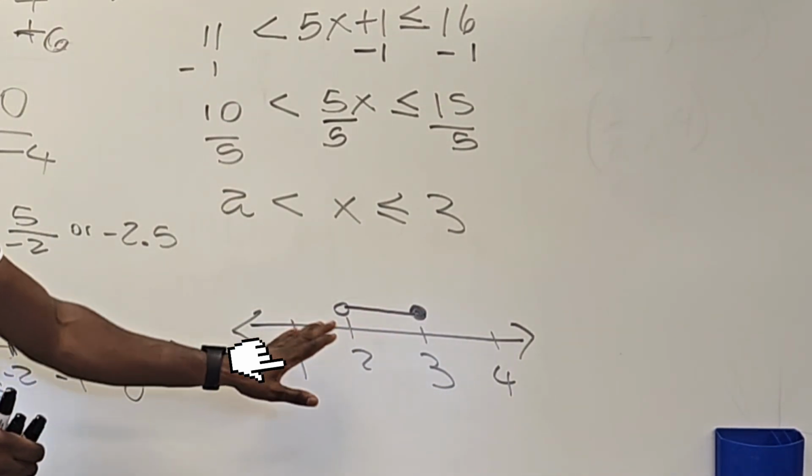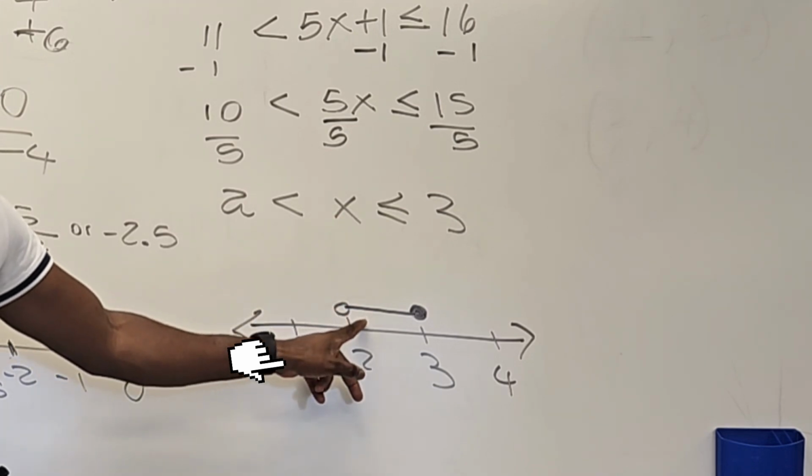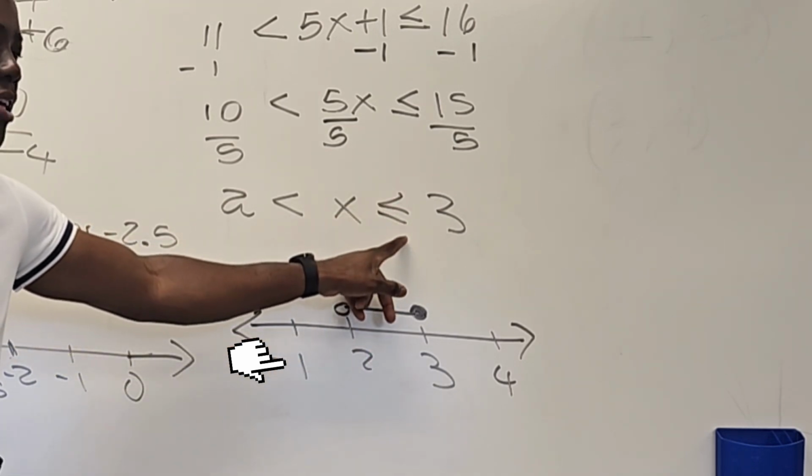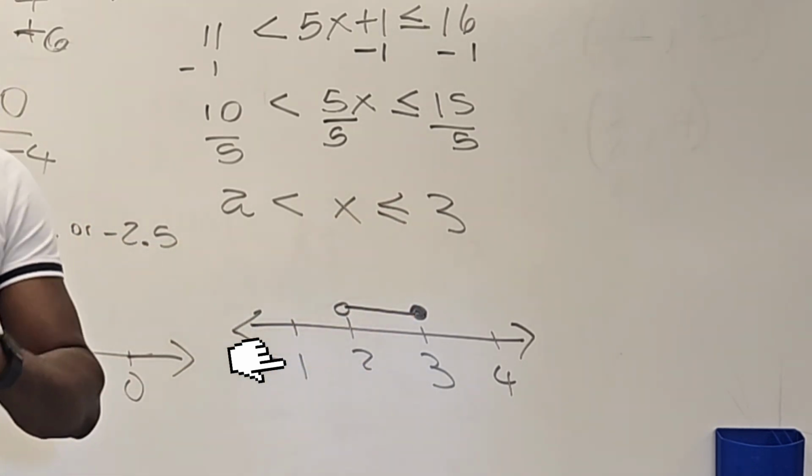So this is suggesting x is greater than 2, but it is less than or equal to 3. And there it is for inequality.